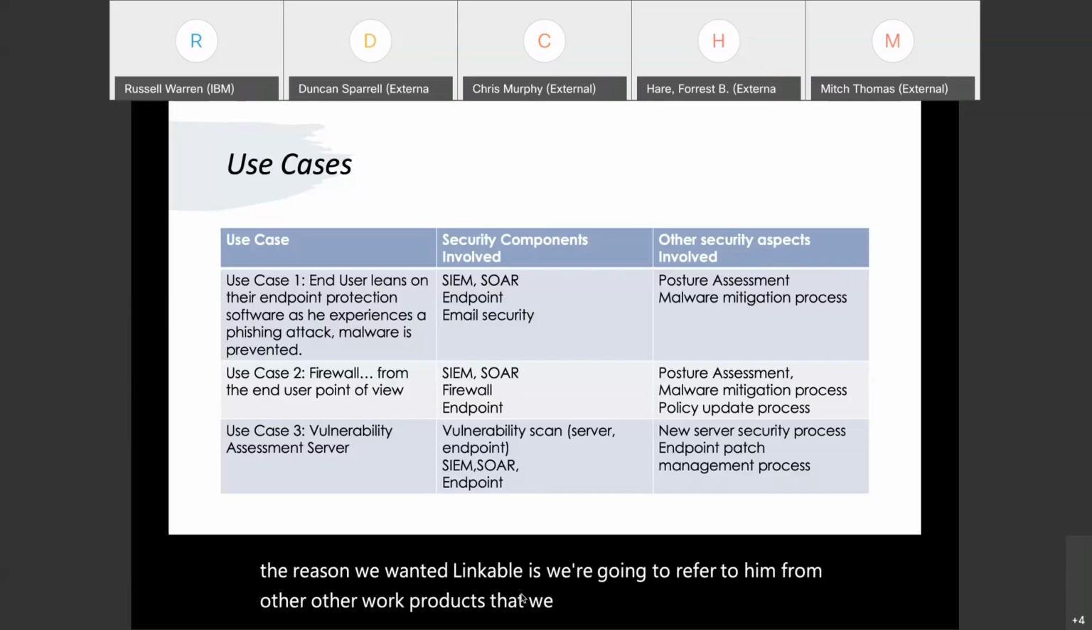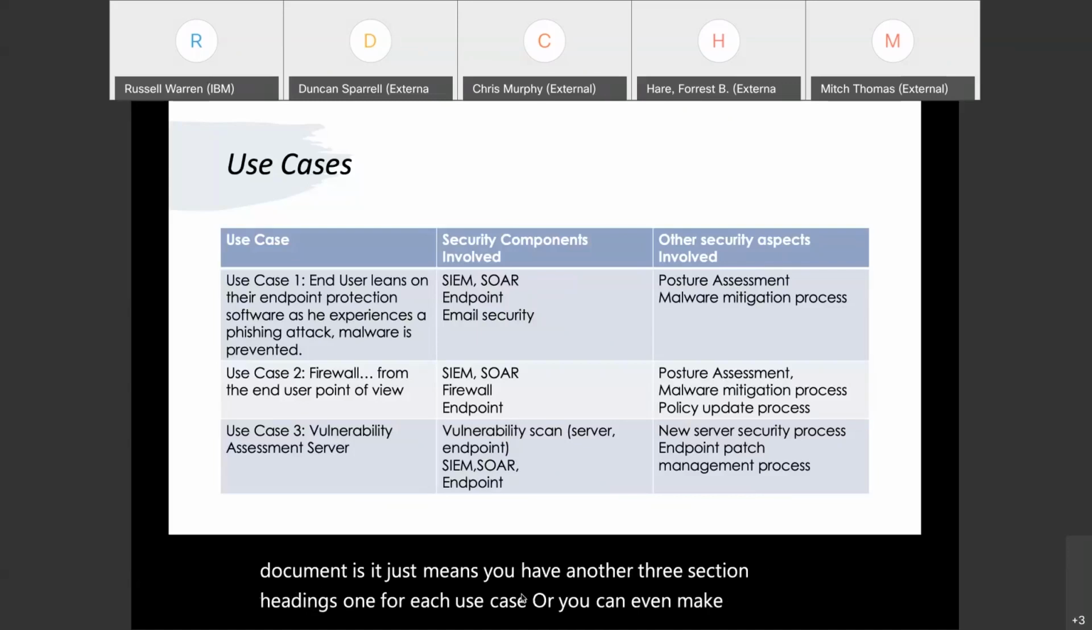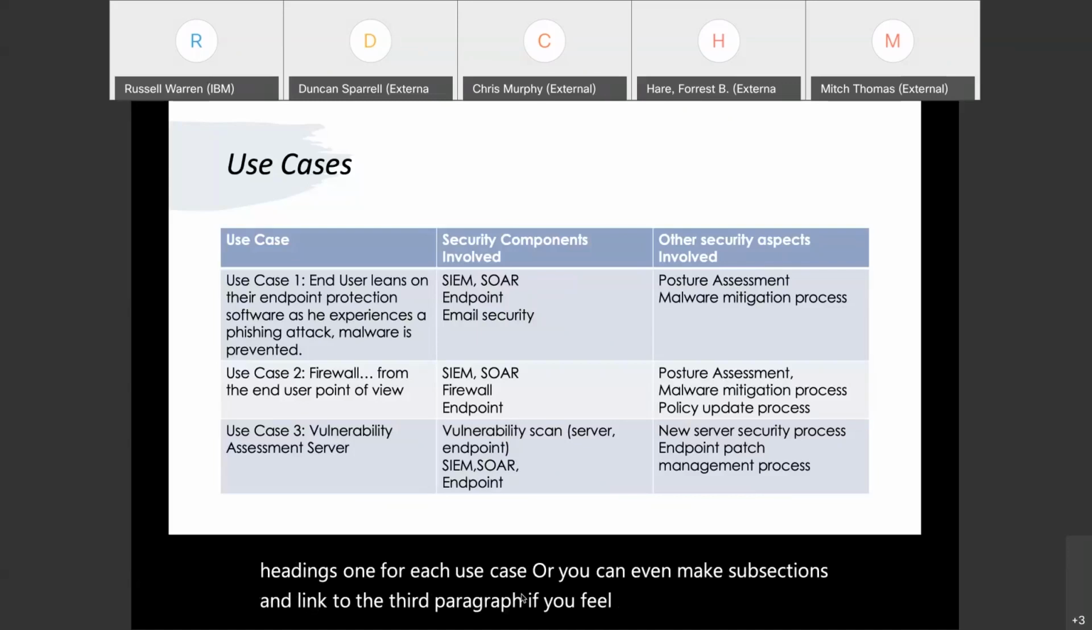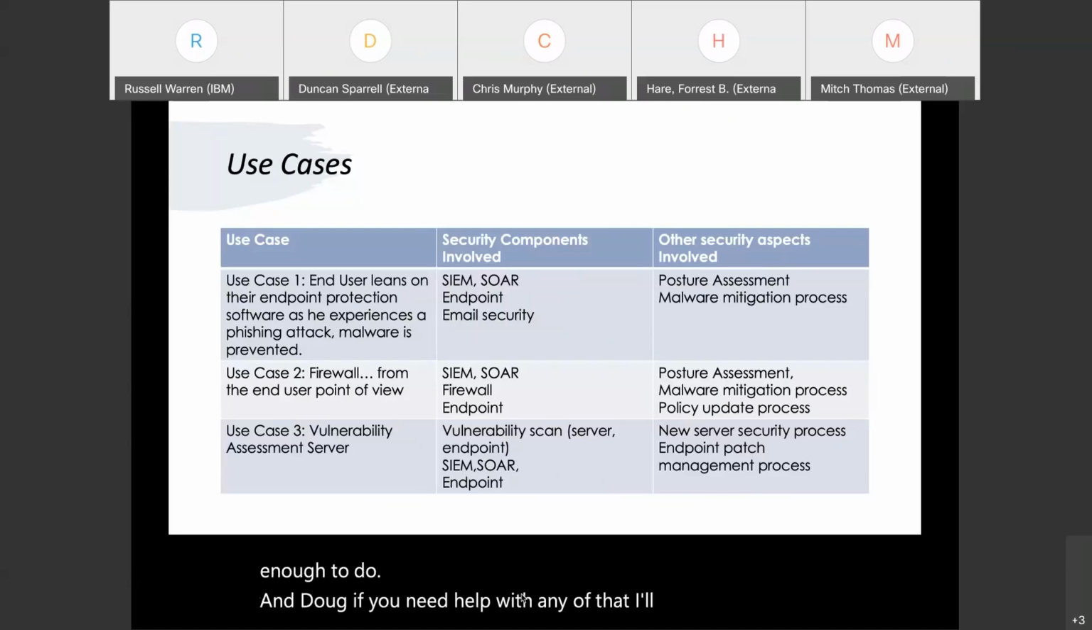And that's just a section heading in Markdown. So again, if you want to keep the document the same way it is, it just means you have either three section headings, one per use case, or you can even make subsections and link to the third paragraph if you feel like it's easy enough to do. And Doug, if you need help with any of that, I'll be happy to help you with it. But that's what we just chatted about.